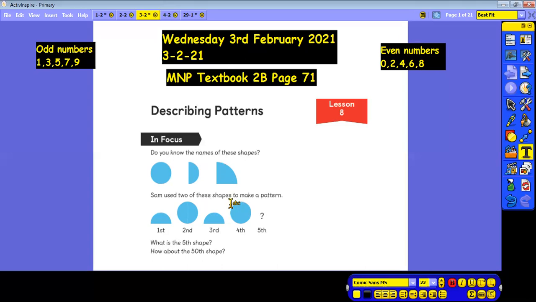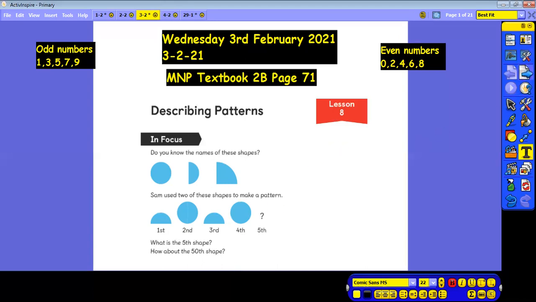Sam used 2 of these shapes, the circle and the semicircle, to make his pattern. First he uses a semicircle, then he uses a circle, then he uses a semicircle, then he uses a circle. What's the 5th shape? I hear you all crying out. Well, of course, it's a semicircle. I know you spotted that. But the tricky question is, how about the 50th shape? Now, we could, children, sit and draw circles and semicircles until we got to our 50th shape. But there's a quicker way of working it out.